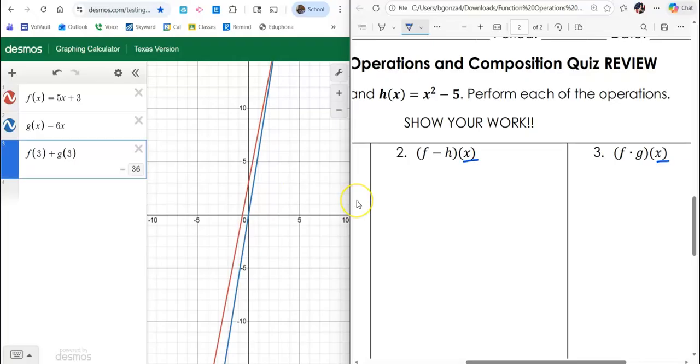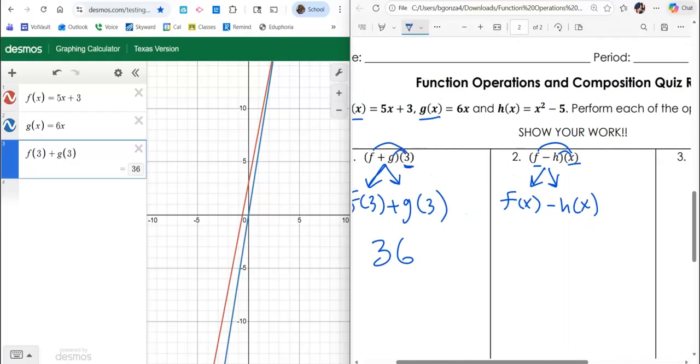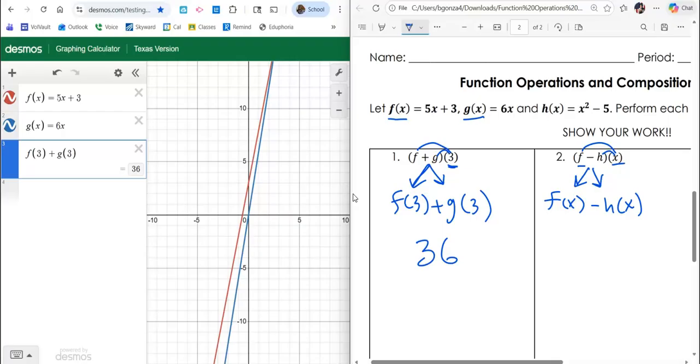Now look, on number 2, what do I do first? Okay. Now, when you have a big parentheses, you do what? Say split it. All right. f of x minus h of x. Now here's the deal. This is not a number, right? It's just x. So what you're going to do is write the whole function of f and h. Okay? So what is f of x? 5x plus 3.